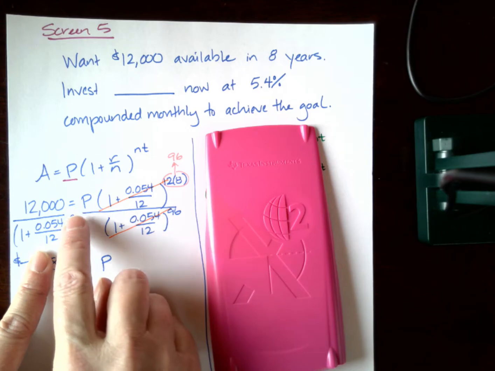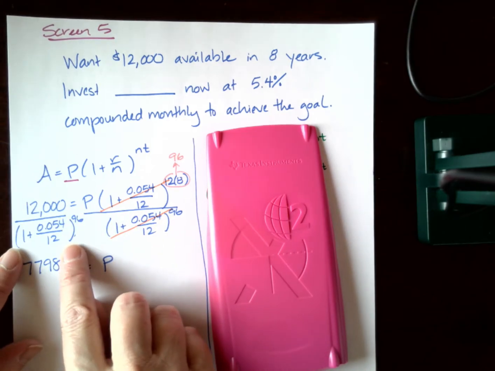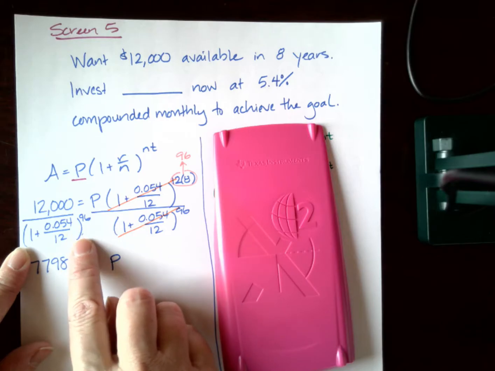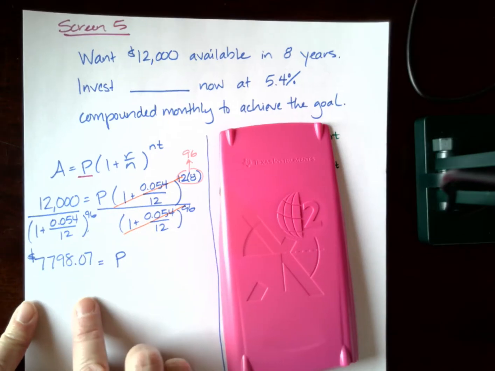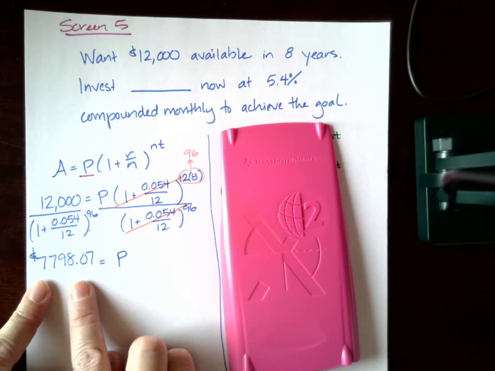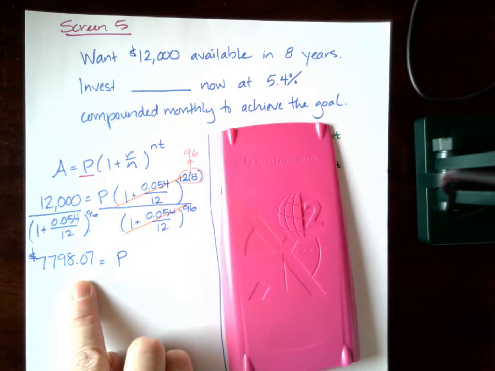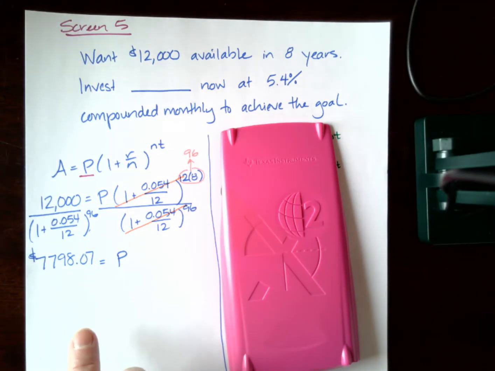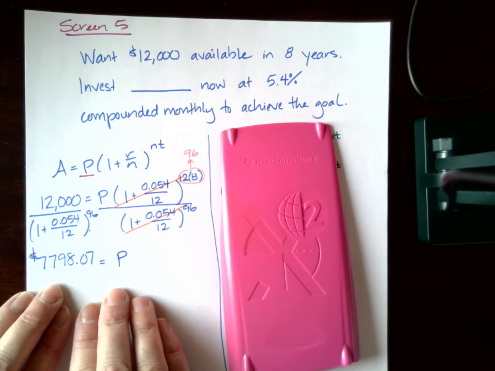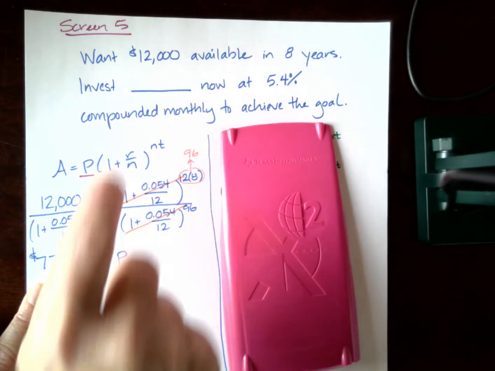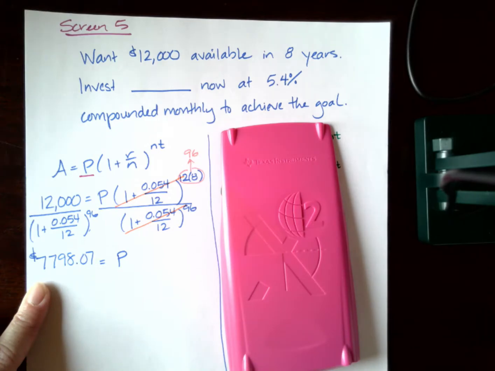So I do 12,000 divided by, and then I start parentheses on my calculator. 1 plus 0.054 divided by 12, close those parentheses and raise it to the 96. And my plan is that we'll get $7,798.07. This is less than the $12,000. That's good news. It means we went in the right direction because we want to let interest work for us. So invest some amount today and let it grow to $12,000 in 8 years.